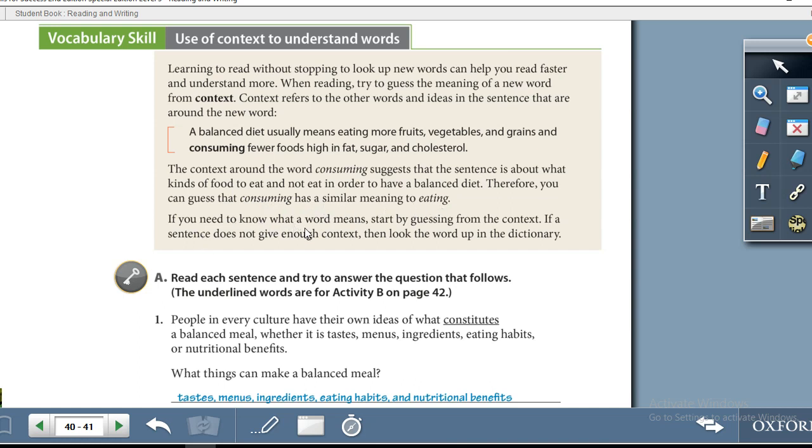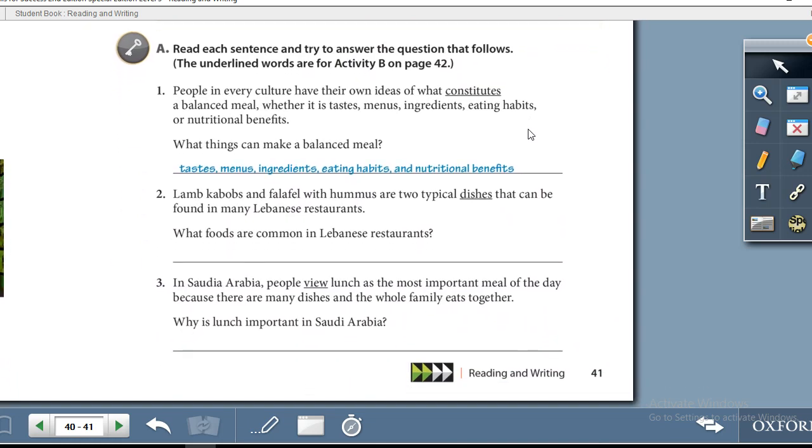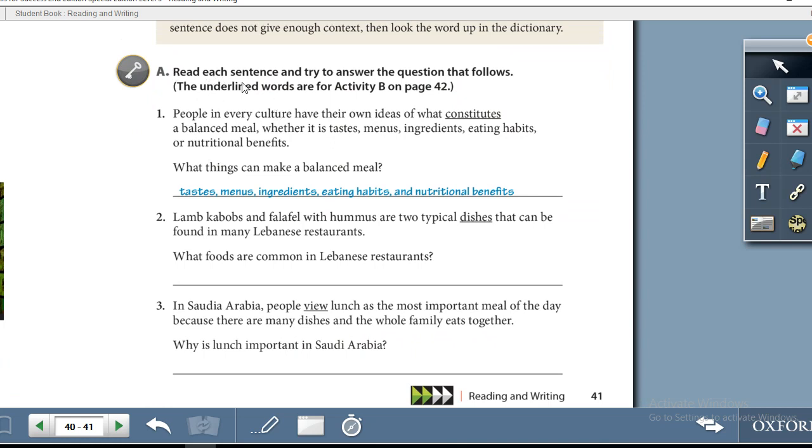If you need to know what a word means, start by guessing from the context. If a sentence does not give enough context, then look the word up in the dictionary. So this vocabulary skill, right? I have read it for you once. I would suggest that you read it maybe a few times to understand this meaning a little better. Right, we're going to move on to exercise A. Read each sentence and try to answer the question that follows. The underlined words are for activity B on page 42.